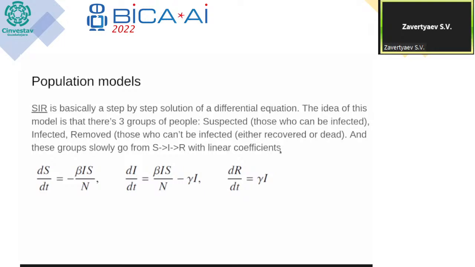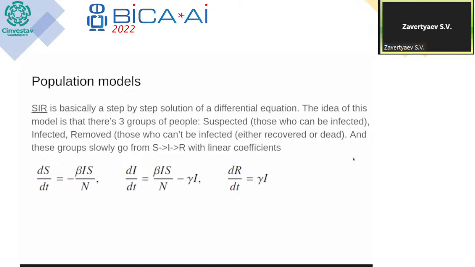This model splits the population into 3 groups. First is the susceptible group, that's people who can hypothetically be infected. From the susceptible group, one can go to the infected group, and after a person has been infected, he either dies or recovers, and therefore goes into the removed group.